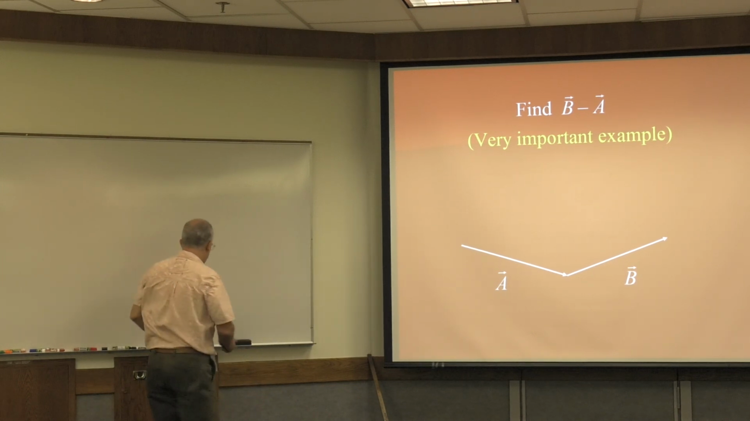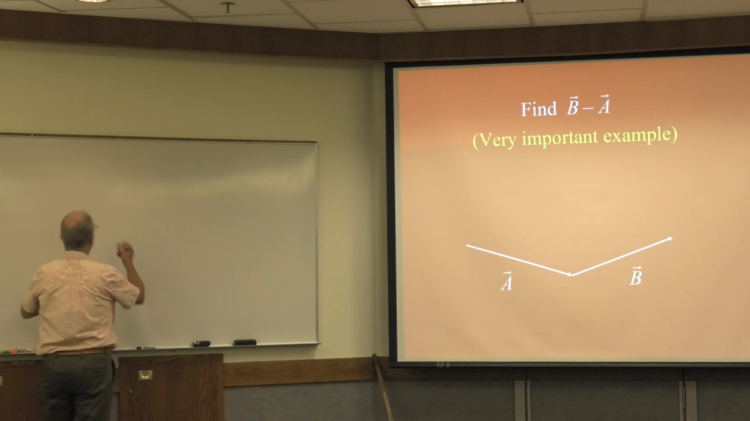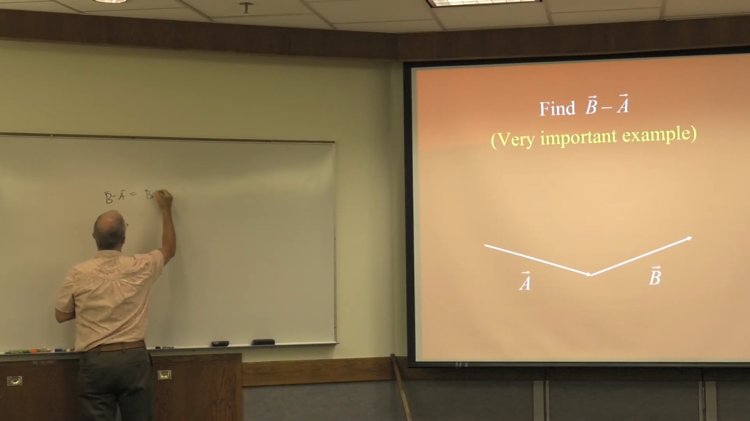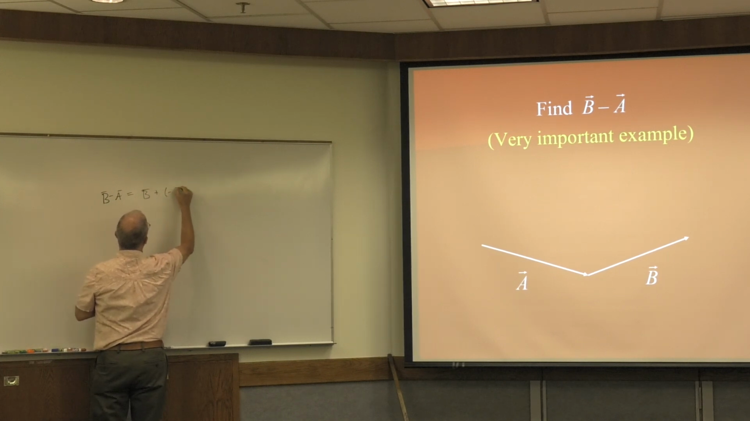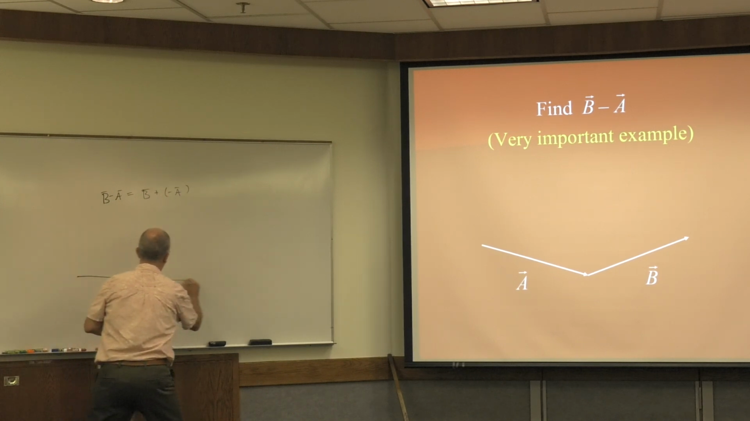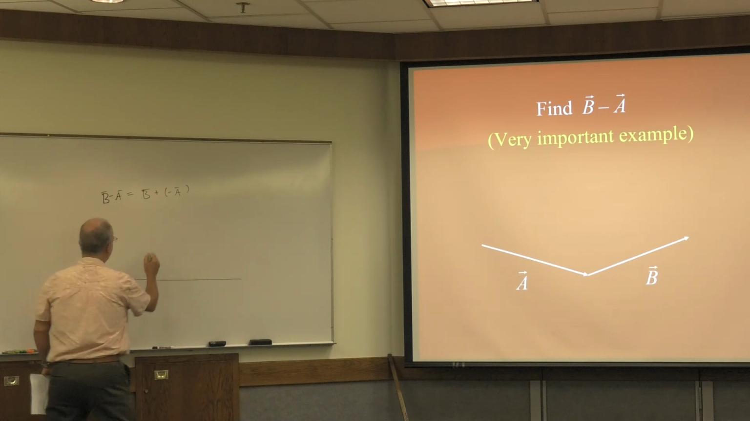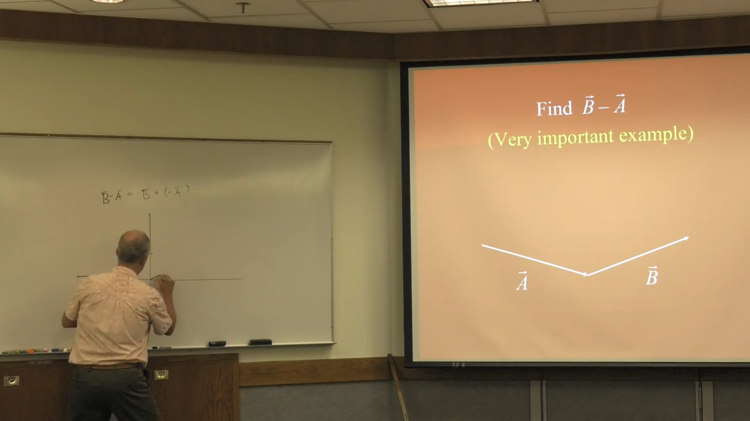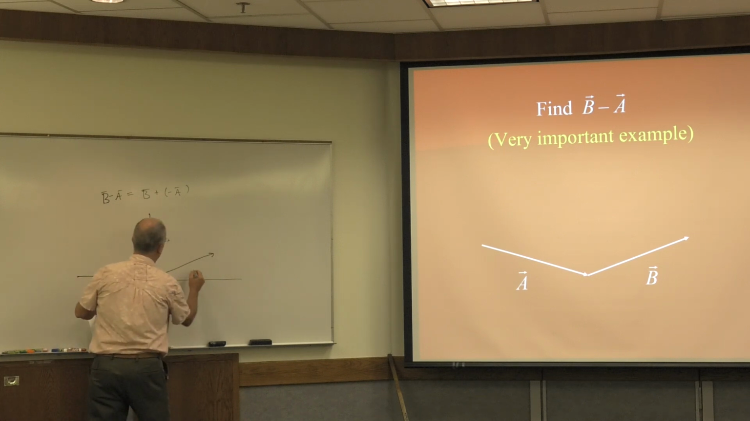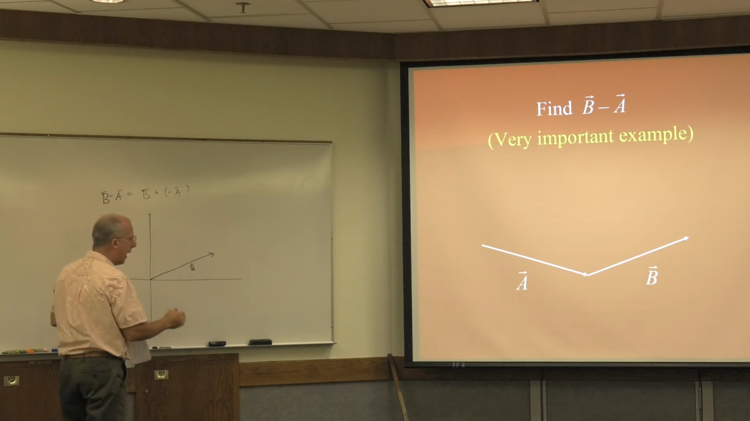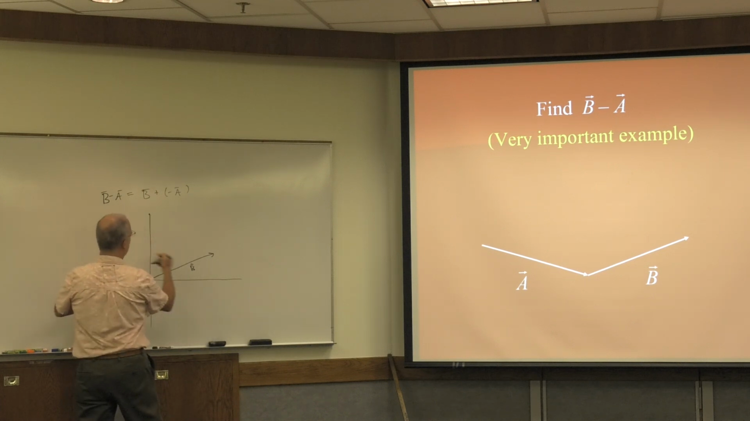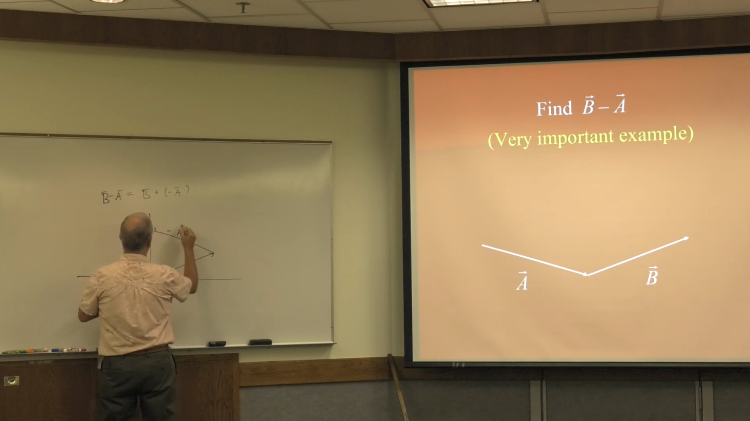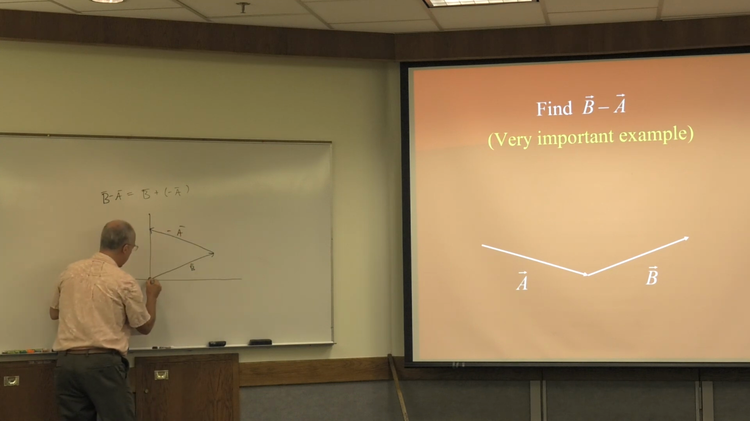All right, we're back. So again, b minus a equals b plus a negative a. I'm going to try to be careful, but it's kind of hard on a whiteboard, you know? So we want b. So here's b. And then we want negative a. So negative a points like this. That's negative a. And then we go from the beginning to the end.